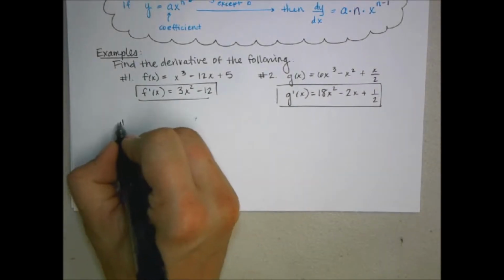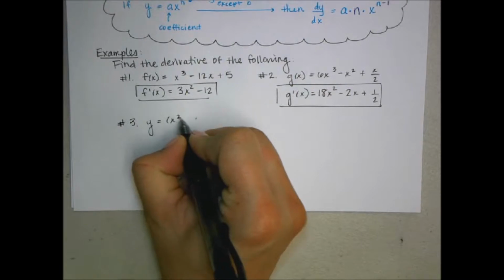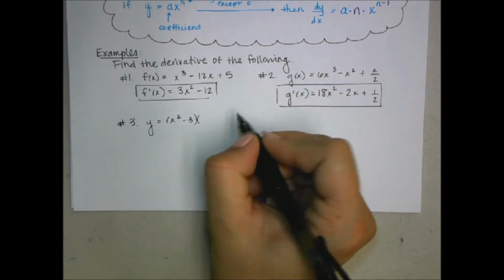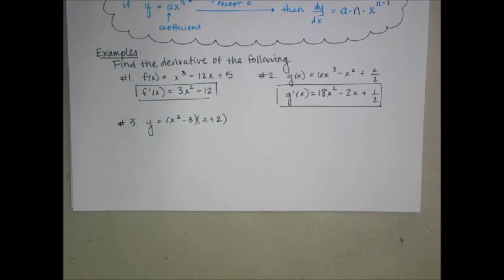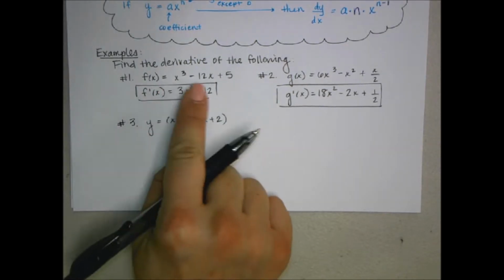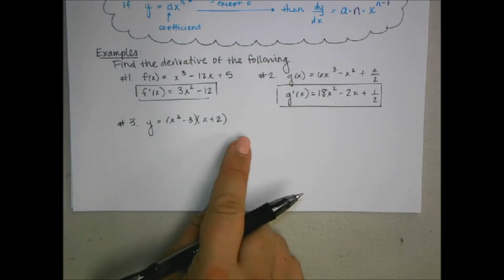Example 3, we have x squared minus 3 times the quantity x plus 2. Now we can't actually use the power rule yet here because we don't have all our terms multiplied out. So our first step is to actually multiply out the function.